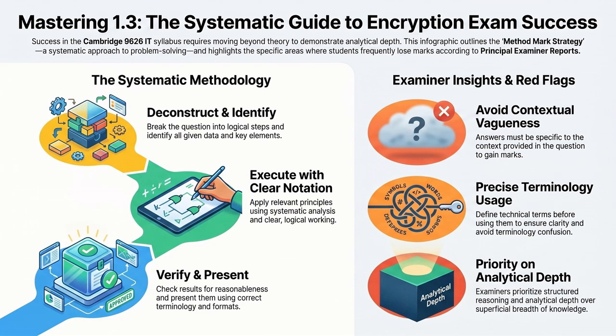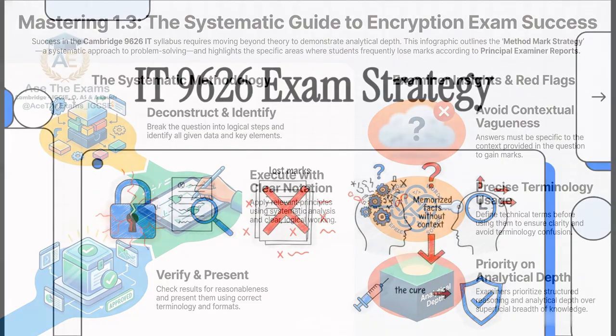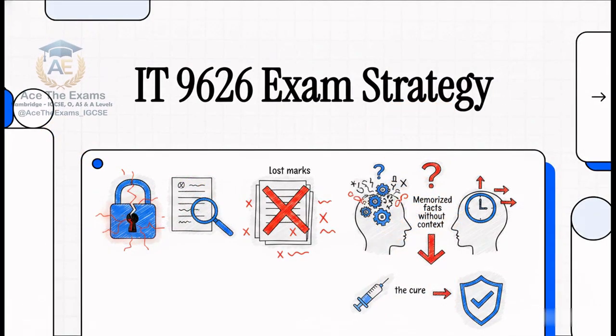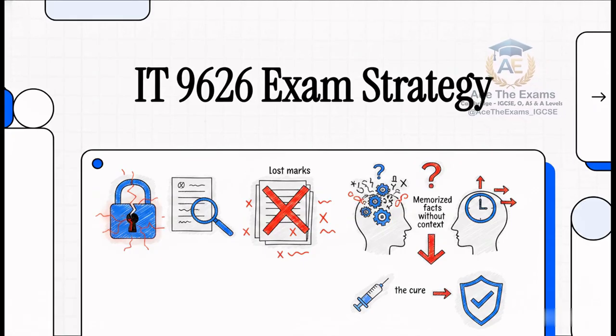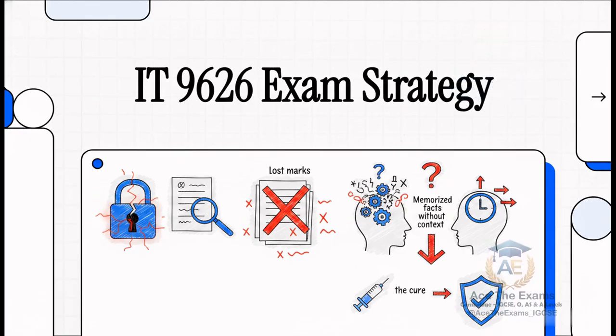I am your host, your lead strategist, and today you are stepping in to the diagnostic clinic. We're rolling up our sleeves and diving into the exact reasons why so many students absolutely hemorrhage easy marks on the Cambridge Computer Science and IT exams, specifically looking at the 9626 syllabus. But honestly, this applies right across the board, whether you're taking 0417, 0478, 2210, or 9618. Today, we are focusing laser-tight on syllabus section 1.3, uses of encryption, the protection of data, and systems encryption.